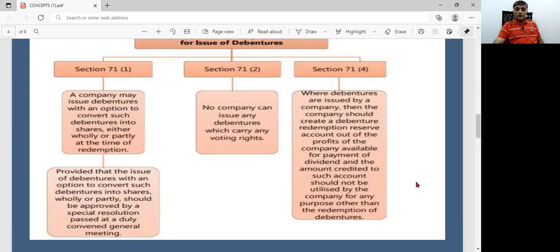Now, 71.2 says no company can issue debentures which carry any voting rights. That's important. 71.4 is very critical. They say where debentures are issued by a company, then the company should create a Debenture Redemption Reserve, DRR, out of the profits of the company available for the payment of the dividend, and the amount credited to such account should not be utilized by the company for any purpose other than the redemption of debentures.